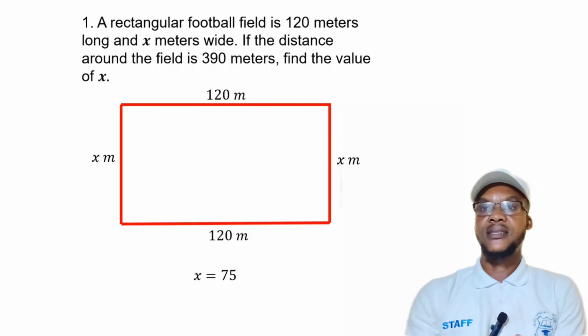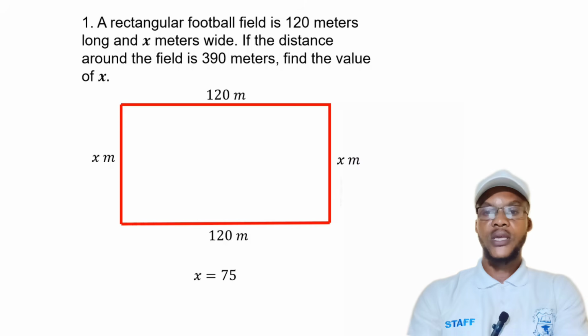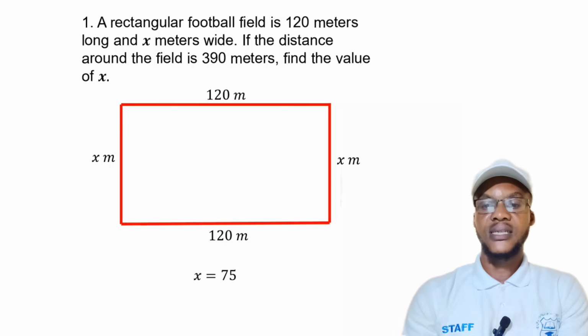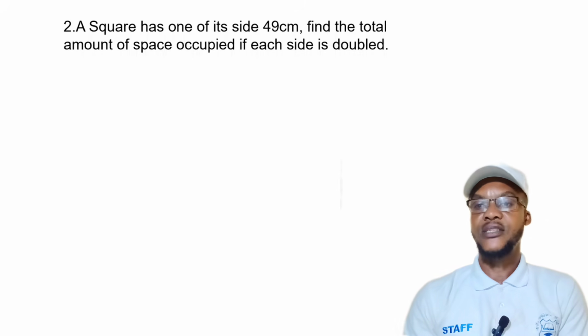All right. Now let's take another example. Yes, so this is example 2. We are saying that a square has each side 49 centimeters. Find the total amount of space occupied if each side is doubled.